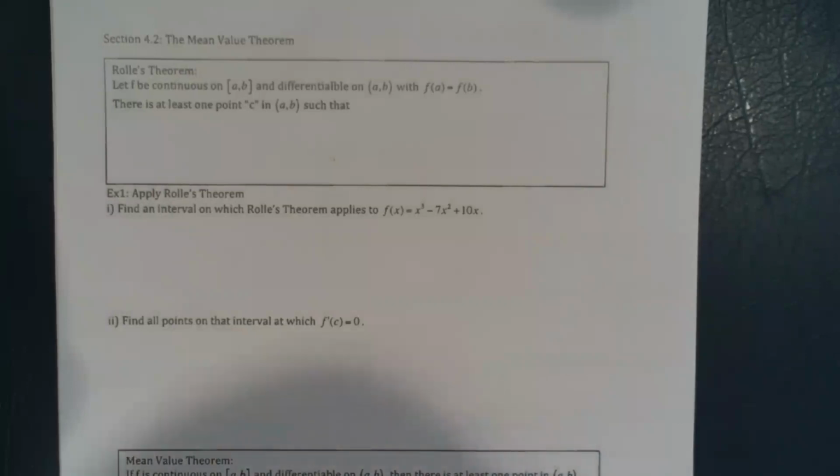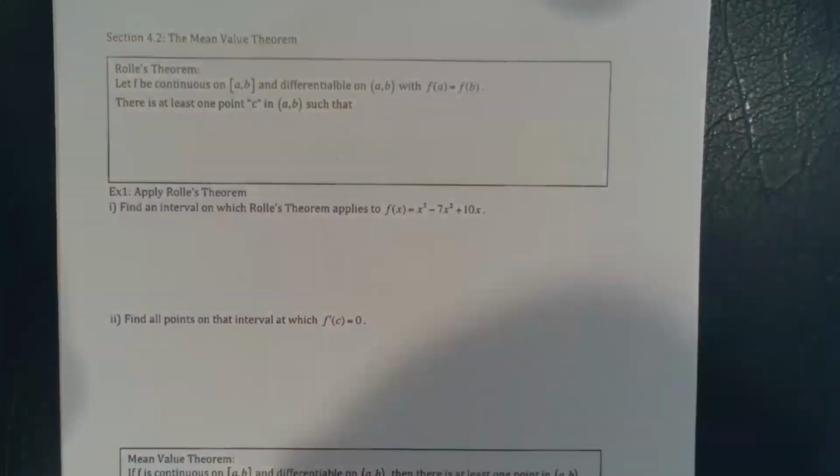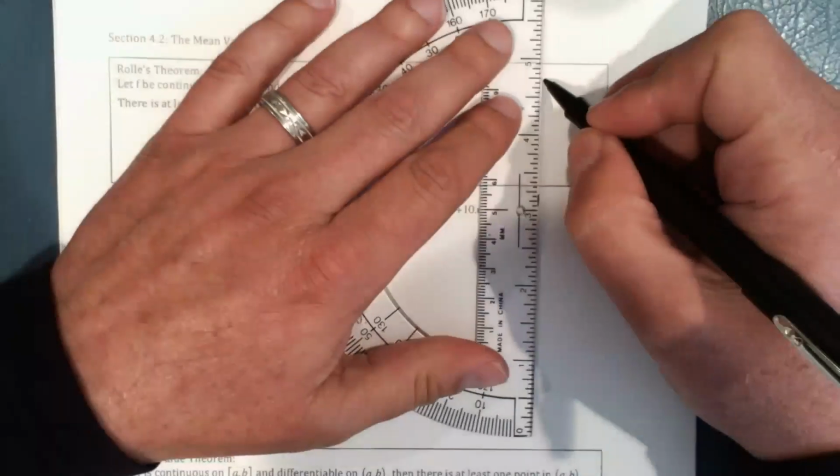We're going to let f be a continuous function on the interval a to b, including the endpoints, and differentiable on a to b, not including the endpoints. It could be differentiable on the endpoints, but that's not part of the theorem. And we have f of a equals f of b. Let's talk about what that looks like real quick. Let's do just a generic graph here.